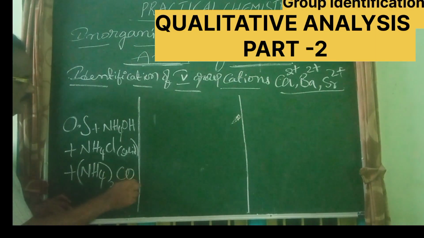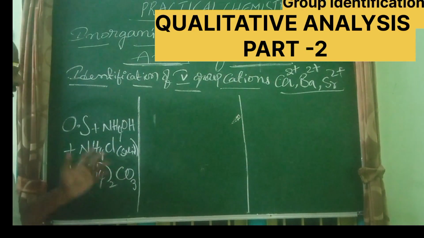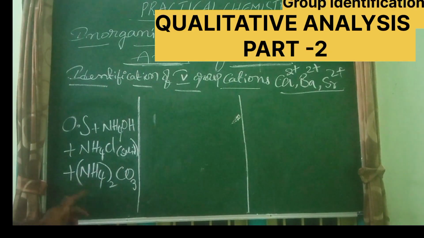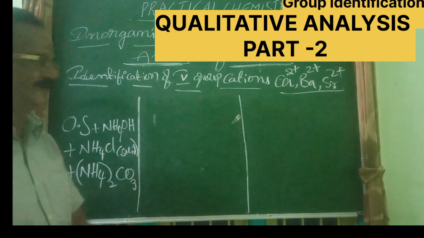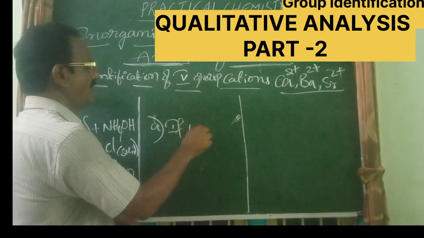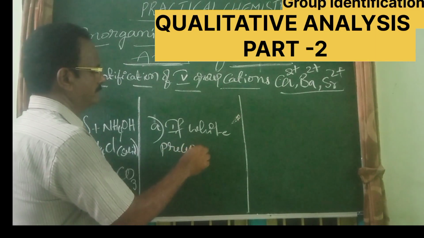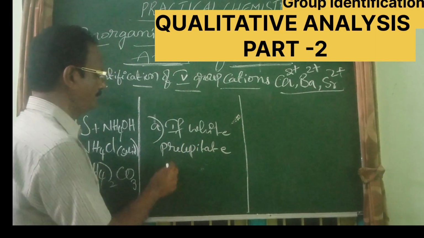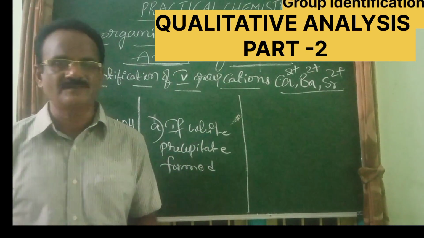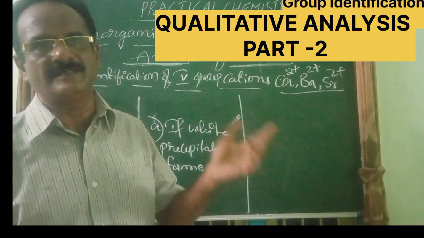This is also an aqueous solution. The original solution is first added with NH4OH, then saturated with NH4Cl, and then added with aqueous (NH4)2CO3. Keep in mind. Then if a white precipitate is formed, here you can expect two observations: either a precipitate is formed, or a precipitate is not formed.